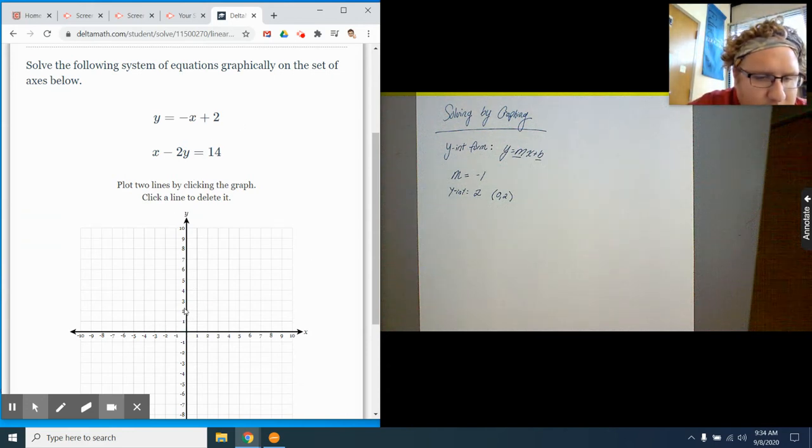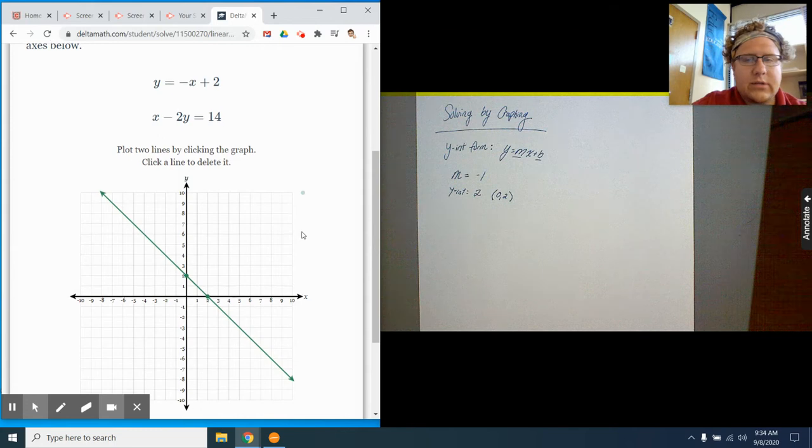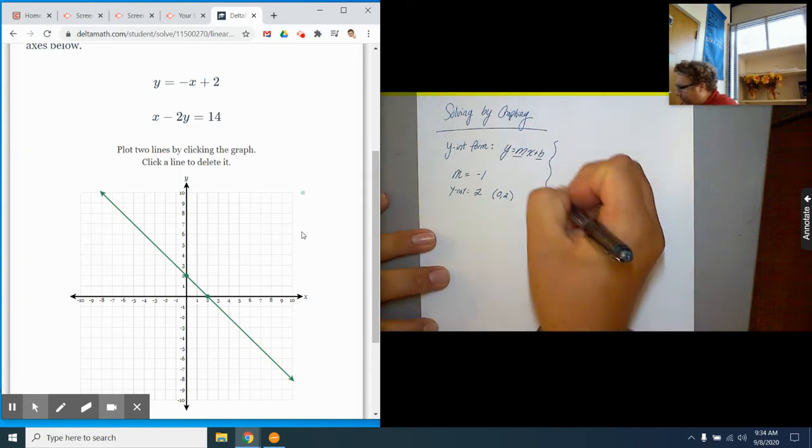I'm going to go up to (0, 2), and that is the y-intercept. Now I have to apply a slope of negative 1. So it would be down 1, right 1, down 1, right 1. So I'm going to click on that, and that is our first line. So that's one form of a line.